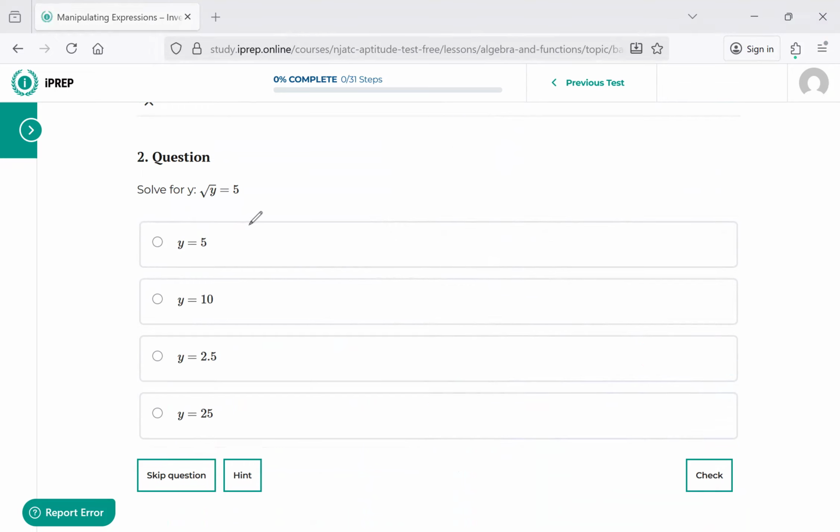Question 2, solve for y. We have the square root of y equals 5. If you want, you can square both sides, and that will get rid of the radical. Or you could think of the square root of y as the same thing as y to the 1/2. And then to get rid of this power of 1/2, you square both sides, right? So on the left, what's 1/2 raised to the 2? It just becomes 1, so you're just left with y. And then what's 5 squared? It's 25.